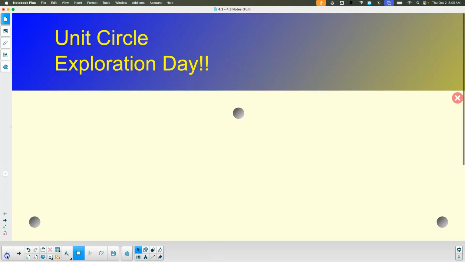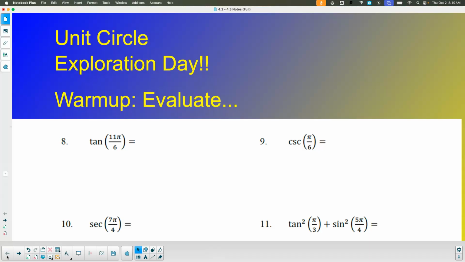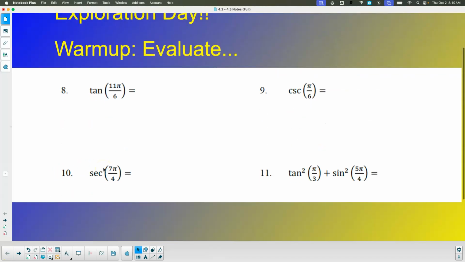With that being said then, now you can utilize your unit circle. Please evaluate these 4. These are in your white packet. So if you wanted to switch over to your white packet, these would be in there. If you wanted to evaluate those 4, now.